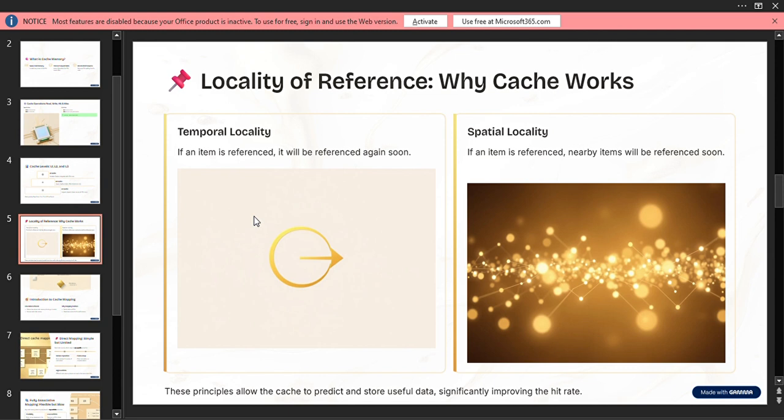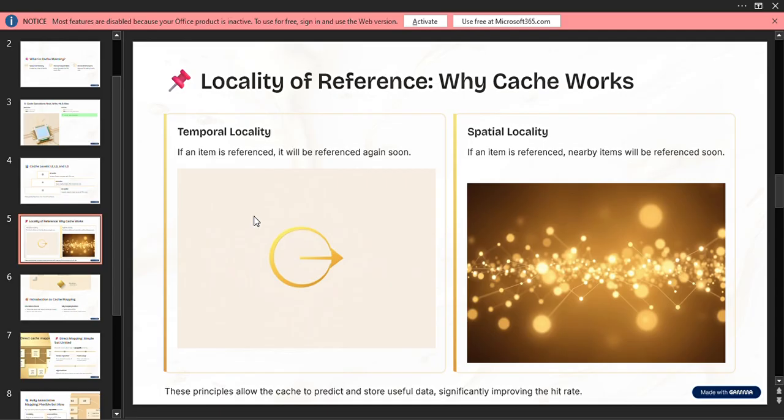Today we're talking about it, but we are not moving deep into it. Now we have temporal locality and spatial locality. For temporal locality, if the CPU accesses a piece of data now, it will probably need it again soon. If an item is referenced, it will be referenced again soon, and we call it temporal locality.